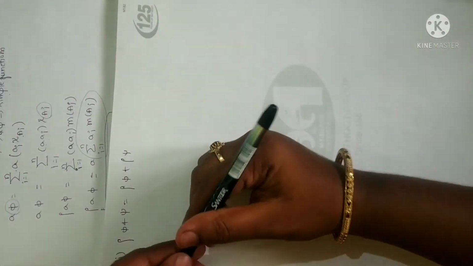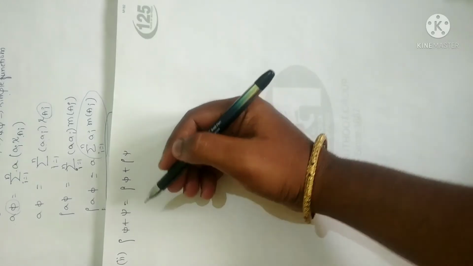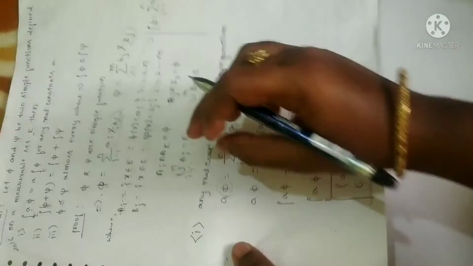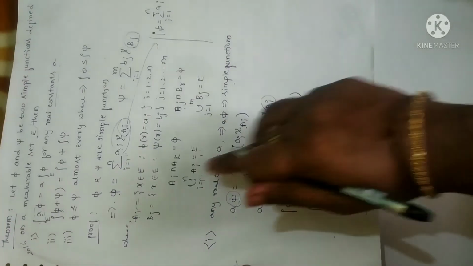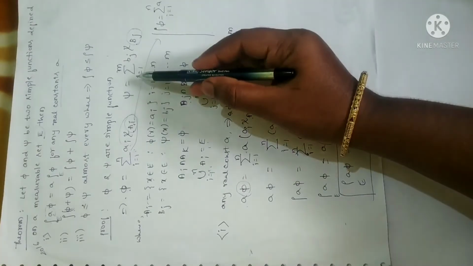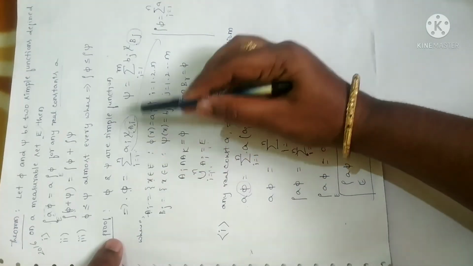As I already gave in the statement, phi and psi are simple functions. So let me take phi plus psi. I have already assumed this at the beginning itself, so the first proof is right from here. This is basics, which will be applicable for all three statements. So I have assumed phi and psi in such a way that phi is equal to this term and psi is equal to this term. Now I am going to add those two terms, phi plus psi.